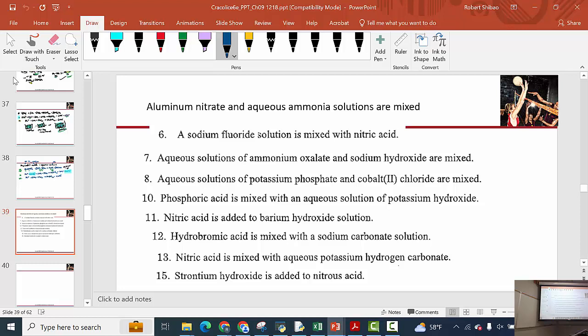Then to balance it, you use ammonium hydroxide. So for each ammonium hydroxide, you need 1 ammonium and water. Here you need 3 ammonium hydroxide, and you need 3 ammonium hydroxide.